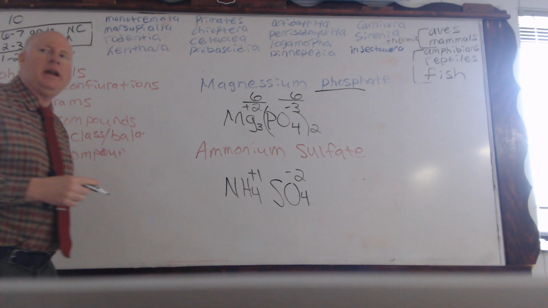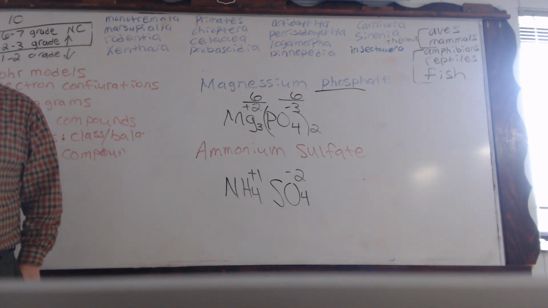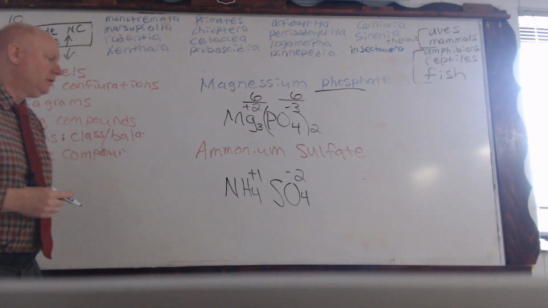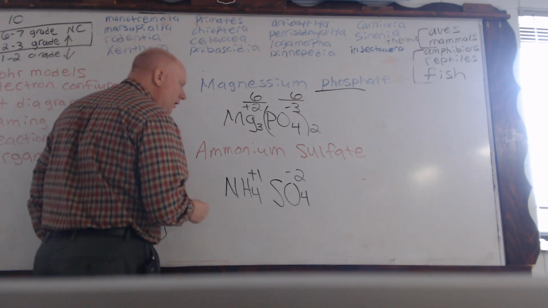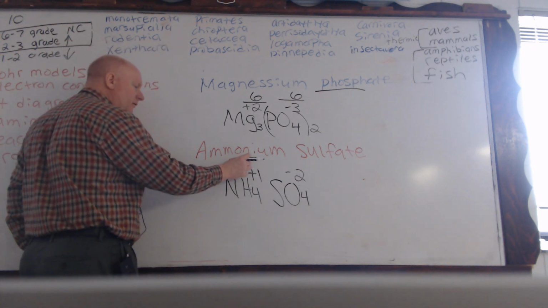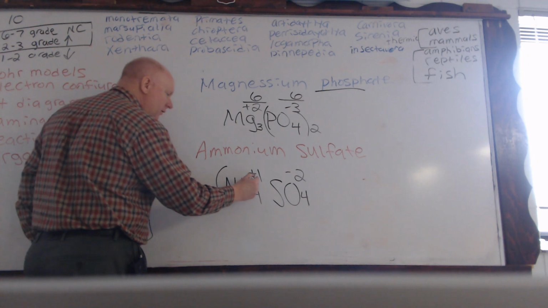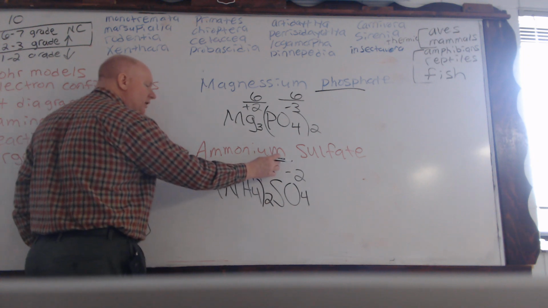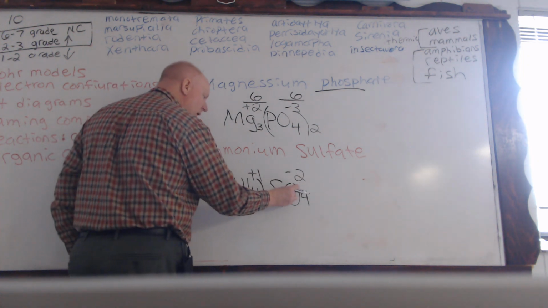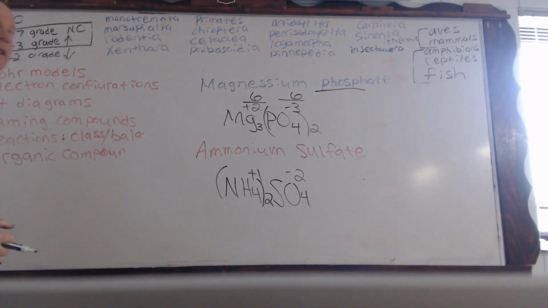Okay, that does not add up to 0. What needs 2? 2 ammonium. Okay, what is 2 divided by 1? 2. What is 2 divided by 2? 1. And we've got 1 sulfate. Yes? Okay.